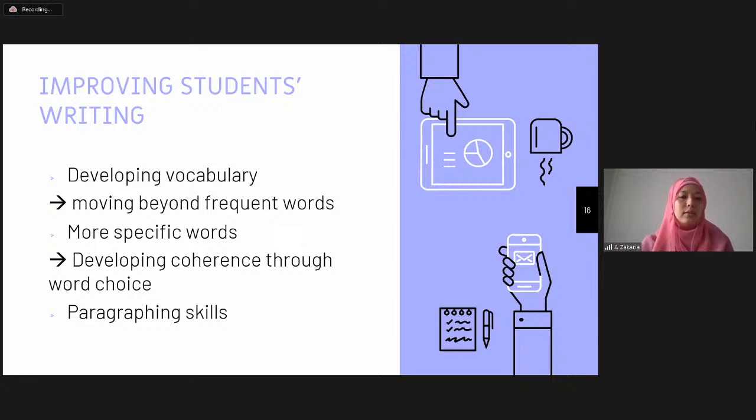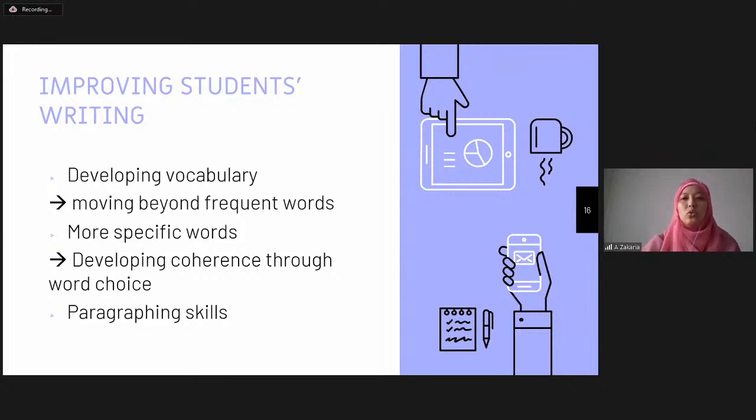the scores given by the indices, is that students should move beyond using just frequent words. At the same time, while they use less frequently used words to expand their vocabulary repertoire, they should also use more specific words to the topic at hand. So it's not just a matter of using rare words, it has to be pertinent to the topic. And this actually helps in developing coherence through word choice.